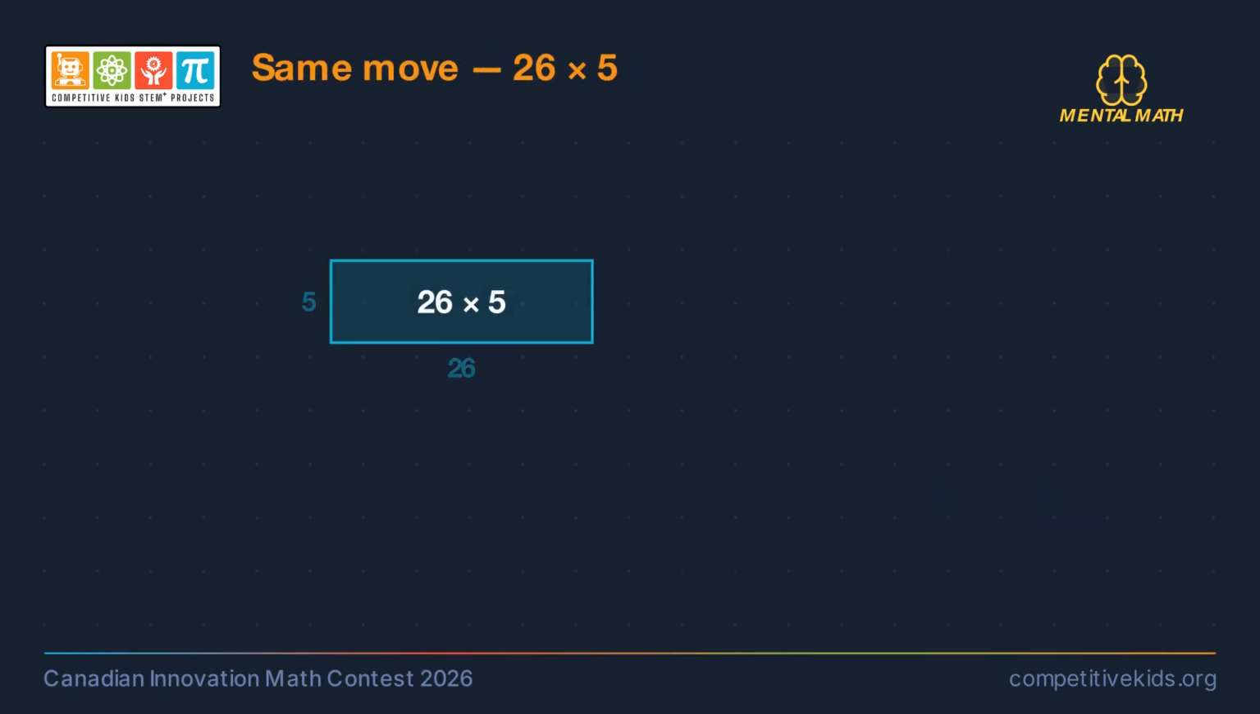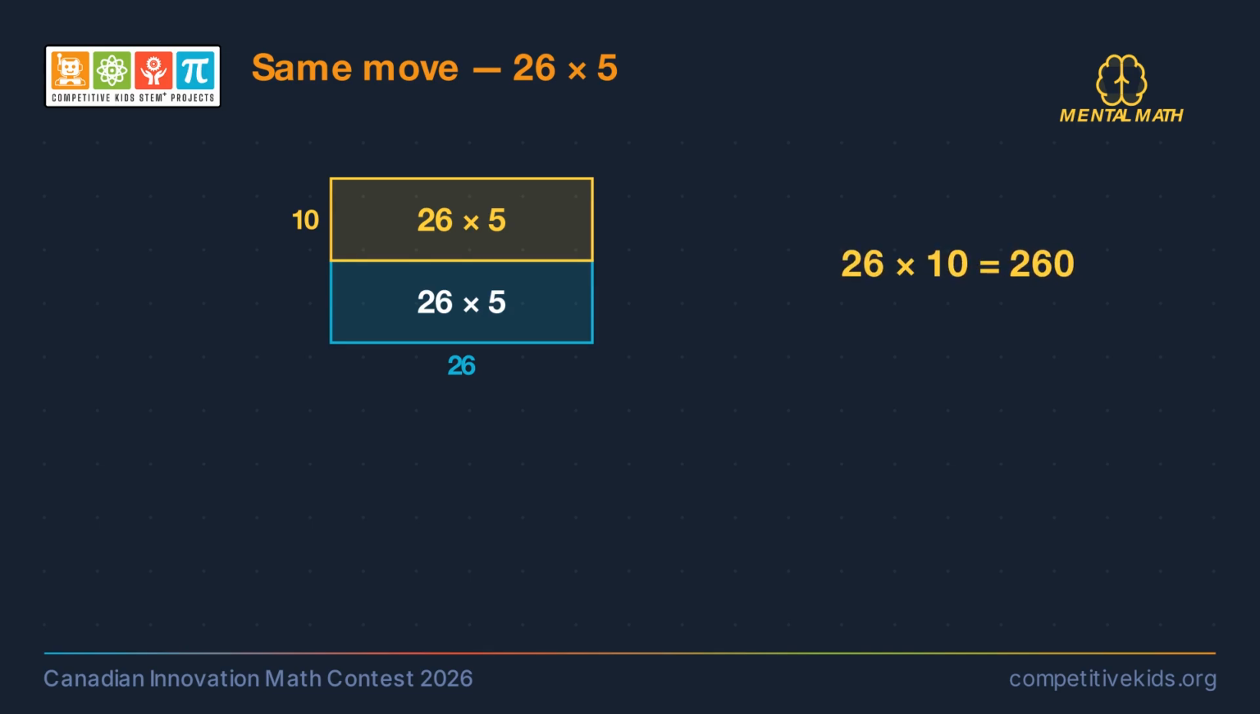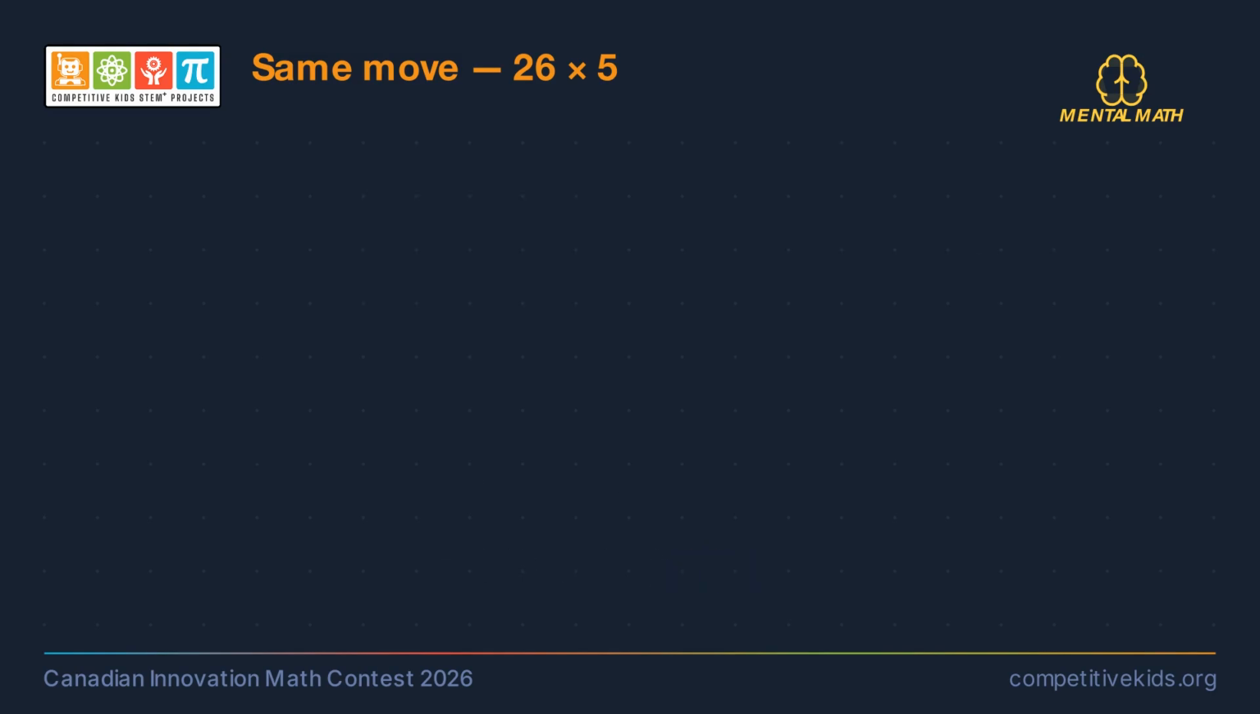Try it again. 26 times 5. Double the height. 5 becomes 10. 26 times 10 is 260. Times 5 is half of that. Half of 260 is 130.